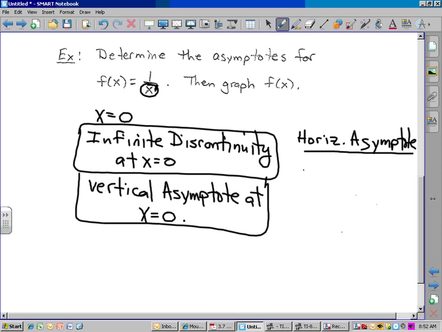So we have 0 over 1. Is the top bigger, smaller, or the same? The answer is it's smaller. 0 is smaller than 1. So we automatically have a horizontal asymptote of y equals 0. Automatically. So we've determined the asymptotes. Let's attempt to graph the function now.